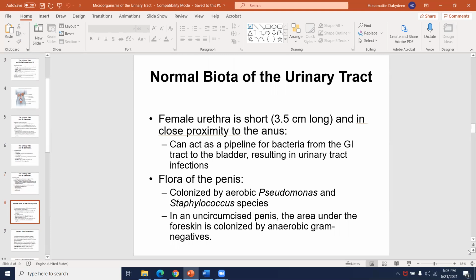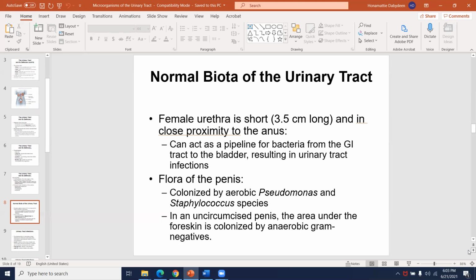Another thing that you should know is that the female urethra is quite short in comparison with the male urethra. And because of the proximity, that urethral opening could be a pipeline for gastrointestinal organisms from the anal opening contaminating the urethral opening. And that happens a lot in females especially.